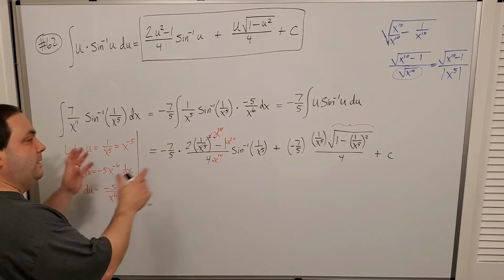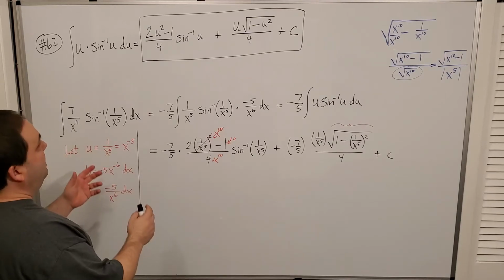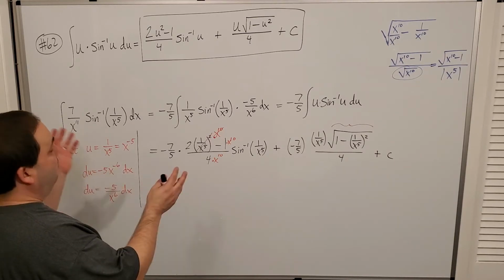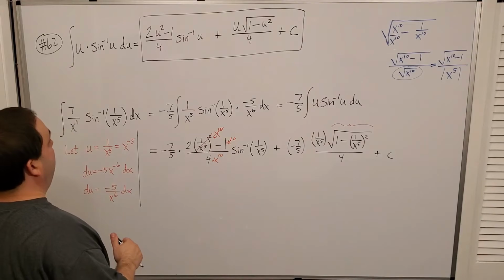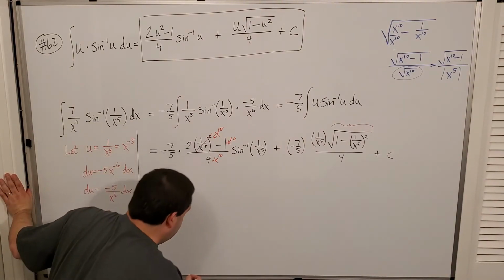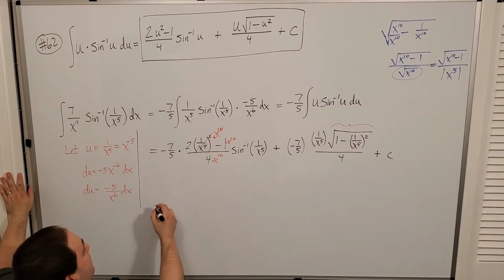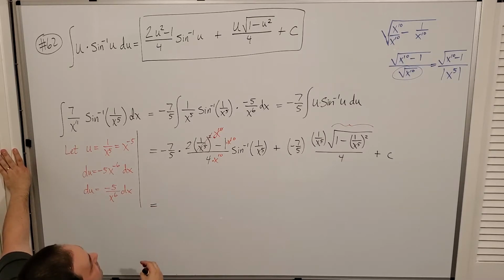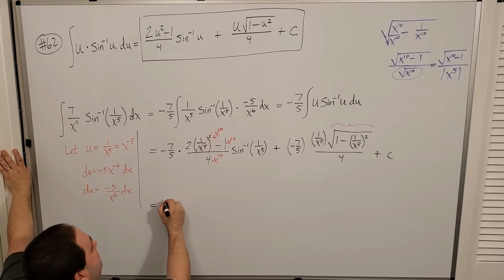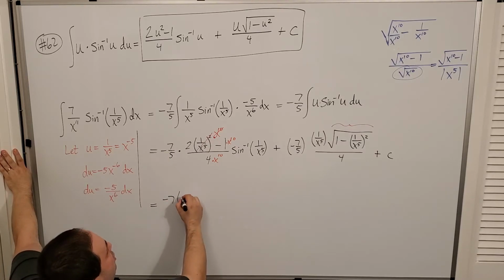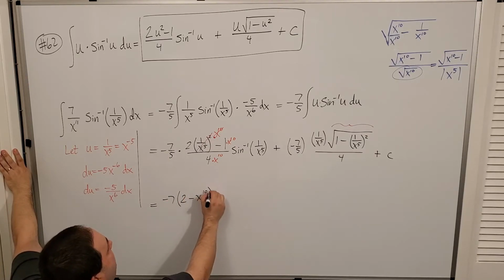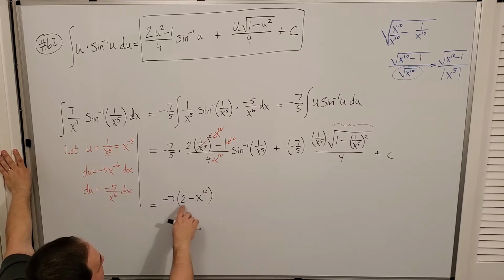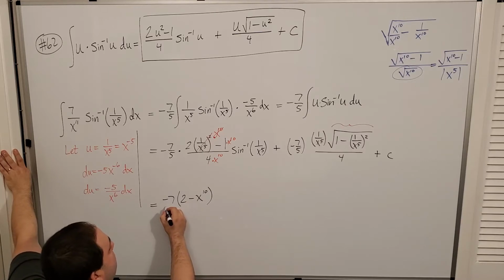But we didn't pick any values. X can be negative here, although it'd be kind of iffy, goofy, whatever. But it can happen. So let's write out the simplified version here. I have negative 7 times 2 minus x to the 10, which, of course, the negative you could multiply in and get x to the 10 minus 2 if you wanted to. It doesn't really matter.